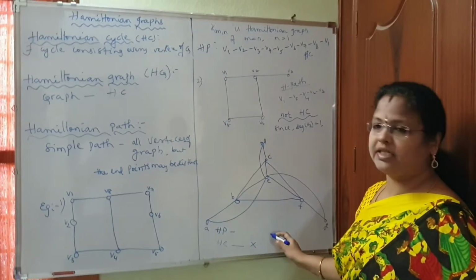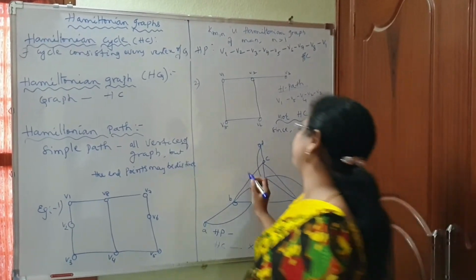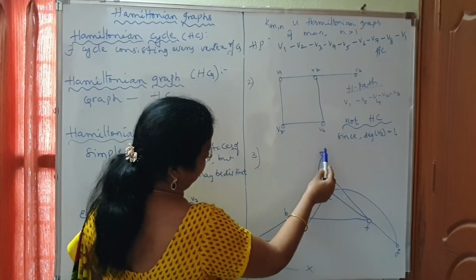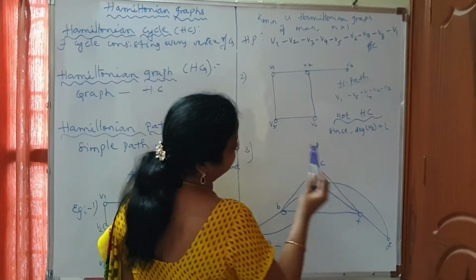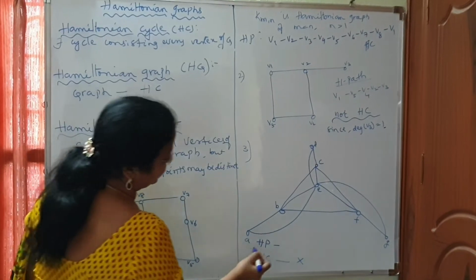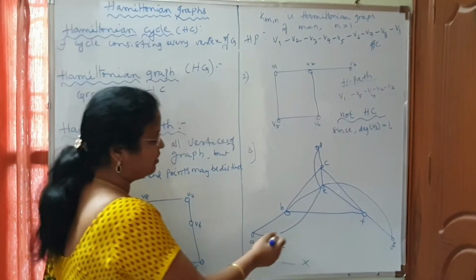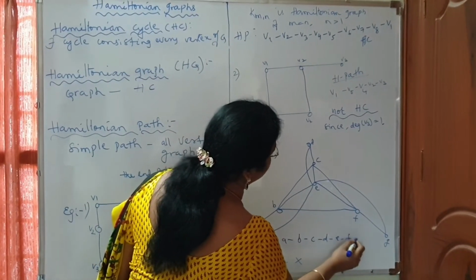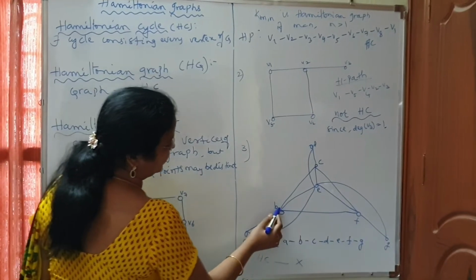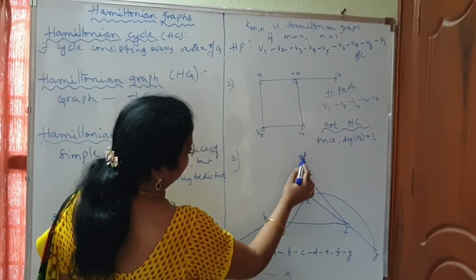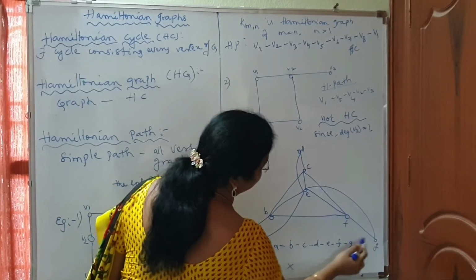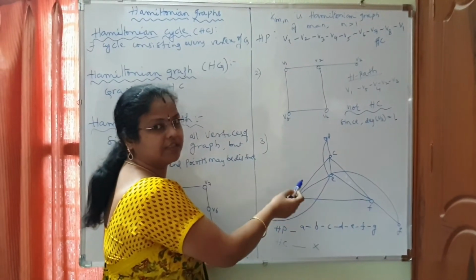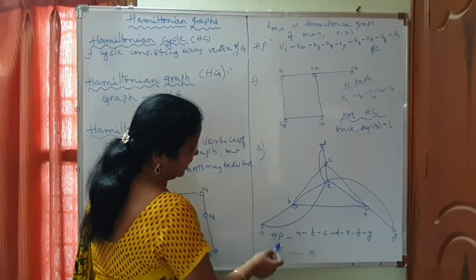And here I have taken another example which is most important. Again, it is a graph consisting of the vertices A, B, C, D, E, F, G. And if you see here, we can write a Hamiltonian path consisting of every vertex. What is that? A to B, B to C, C to D, D to E, E to F, F to G. So, this is a Hamiltonian path. It is a simple path consisting of all vertices of the graph, but it is not forming a Hamiltonian cycle.